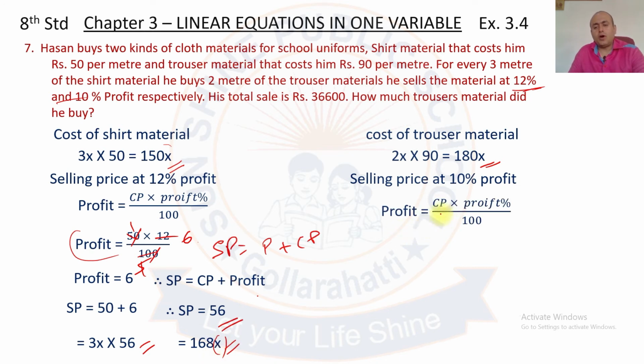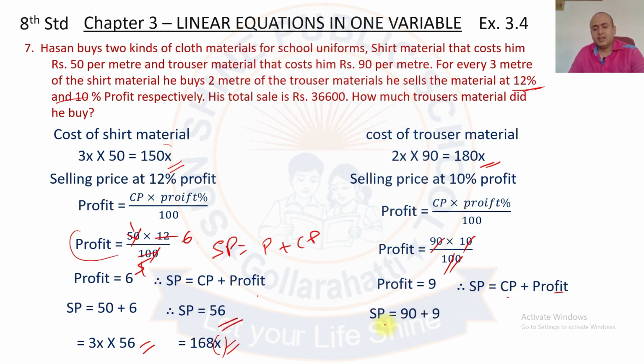Profit is equal to cost price into profit percentage by 100. Profit is equal to 90 into 10 by 100. Cancel the zeros. The remaining is 9. Therefore, the profit is rupees 9, and selling price is equal to cost price plus profit, 90 plus 9 is 99. Therefore, you will sell the trousers of 2x into 99. Multiplying, you will get 198x.